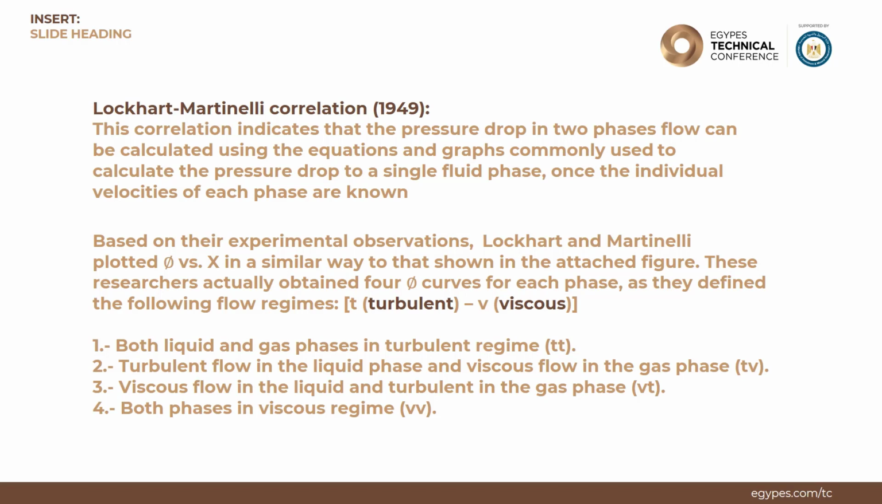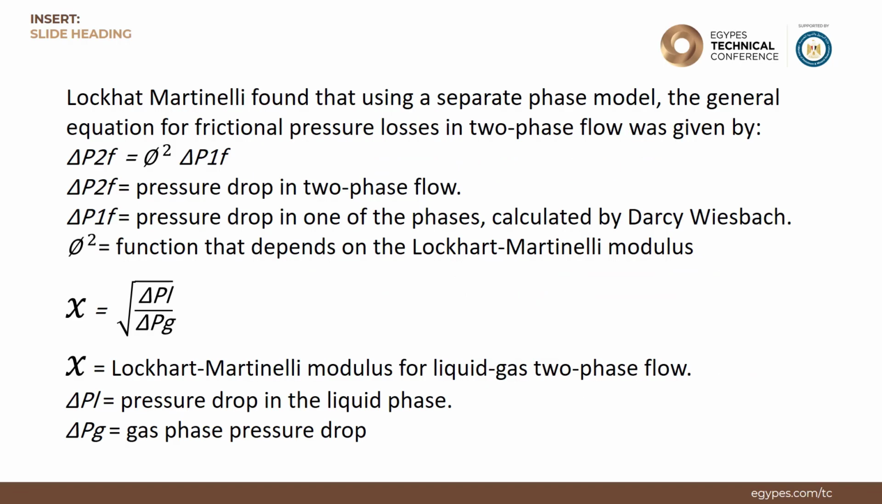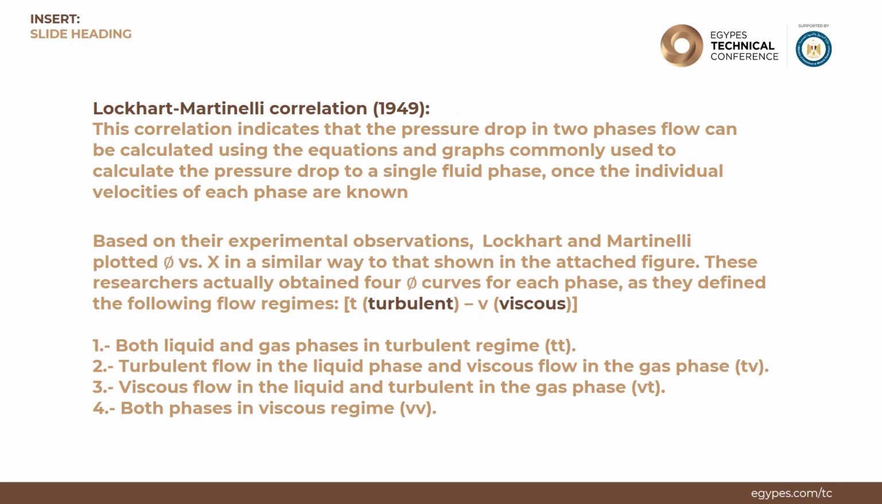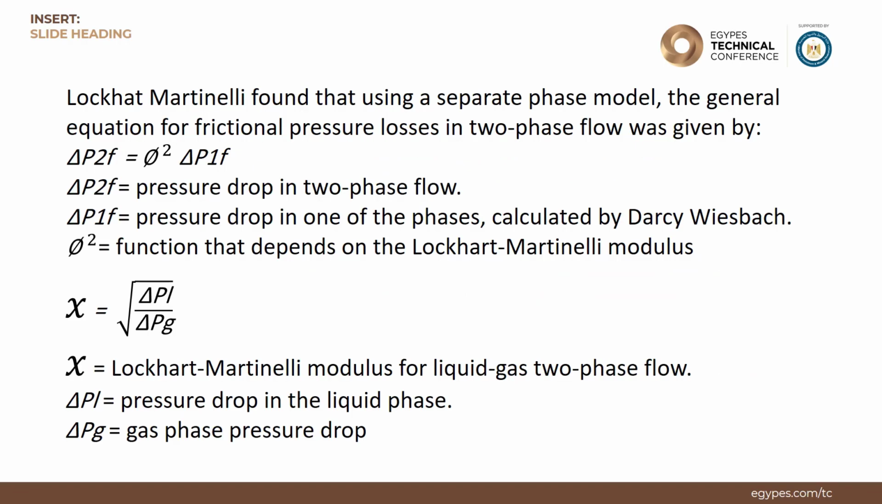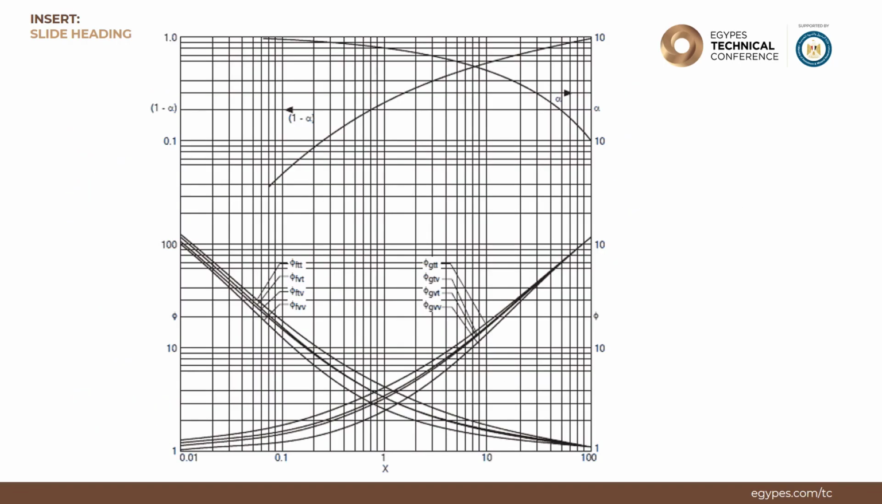They needed to scan the curves and get at least 5 to 7 points to draw the curves again in Microsoft Excel. Lockhart and Martinelli's correlation, 1949, experimentally indicates the pressure drop in two phases, plotting the curves versus X in a similar way to that shown in the figure.